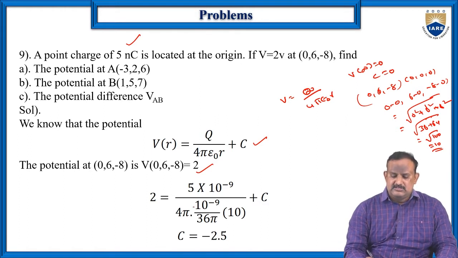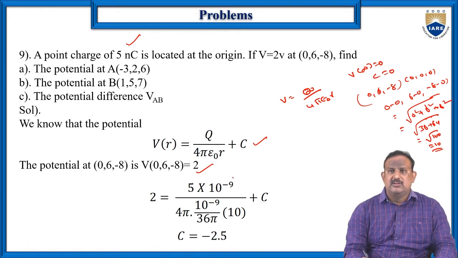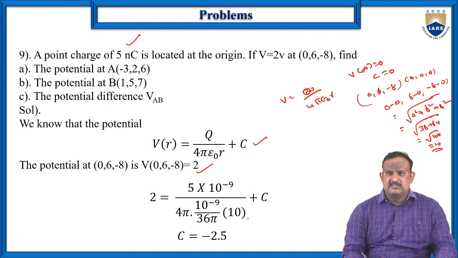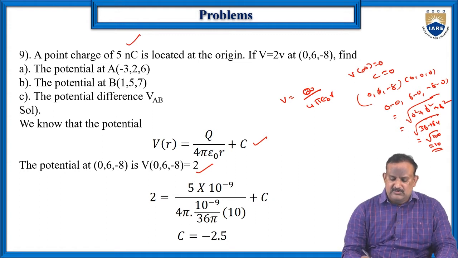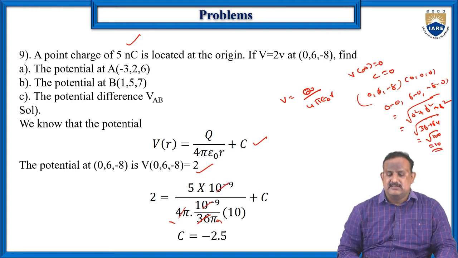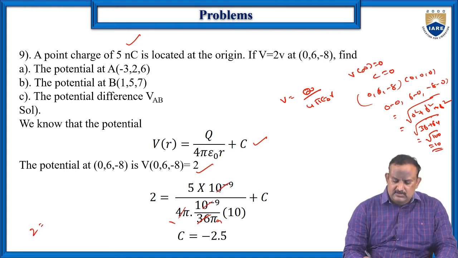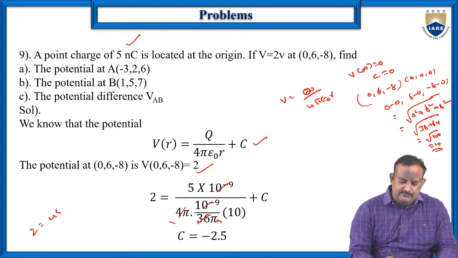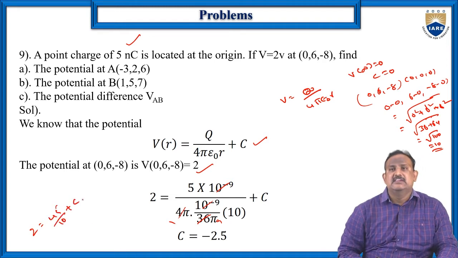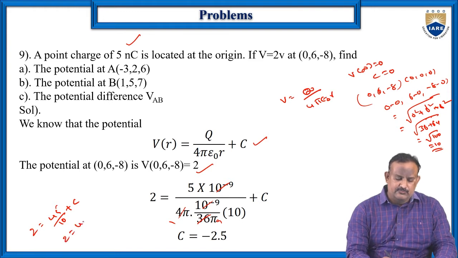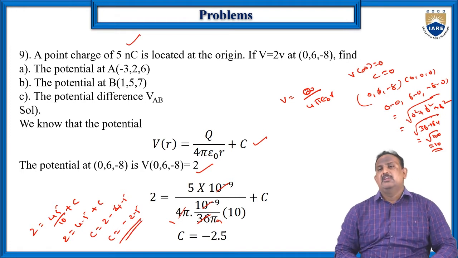If you substitute the distance, then 2 is equal to 5 into 10 power minus 9 by 4 pi into 10 power minus 9 by 36 pi into the distance 10, plus C. If you simplify the expression, 4 into 4, 9 times, the 10 power minus 9 terms cancel each other. Therefore we have 2 is equal to 45 by 10 plus C. Therefore 2 is equal to 4.5 plus C, and C is equal to 2 minus 4.5. Therefore C is equal to minus 2.5.